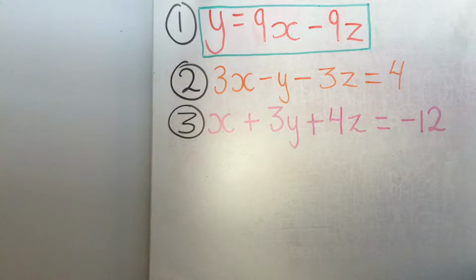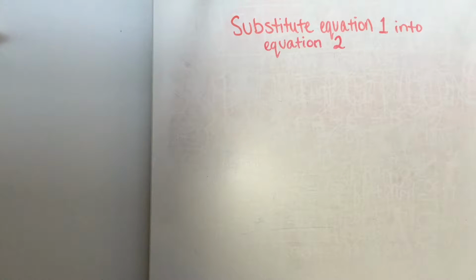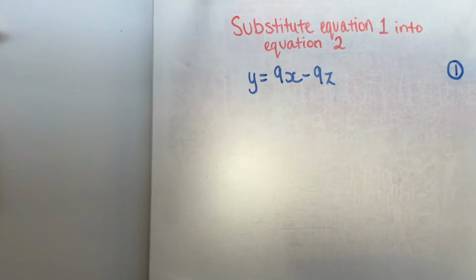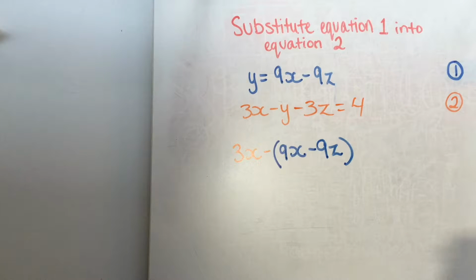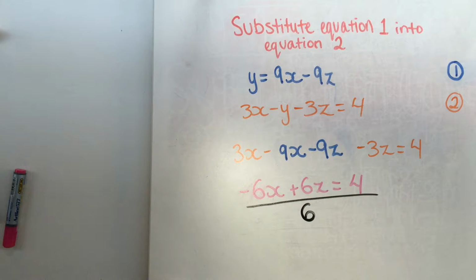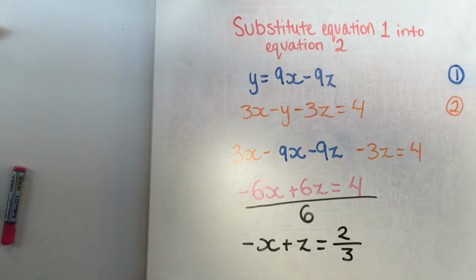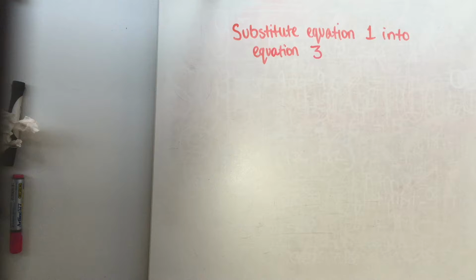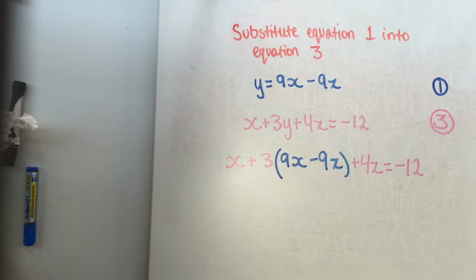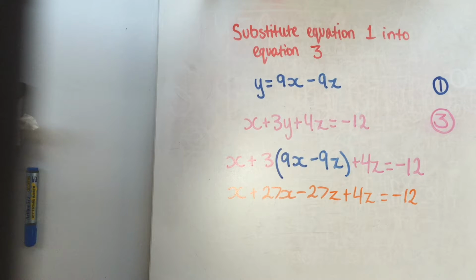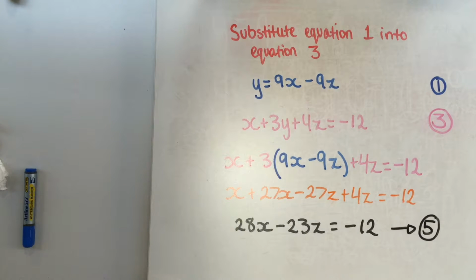Now as you can see, equation 1 has y in terms of x and z, therefore you'll substitute equation 1 into either equations 2 or 3. But we will start by substituting it into equation 2 first. You can now simplify this by collecting like terms and then dividing it by 6. This can be called equation 4. Now we can substitute equation 1 into equation 3 and simplify by collecting like terms. This can now be called equation 5.